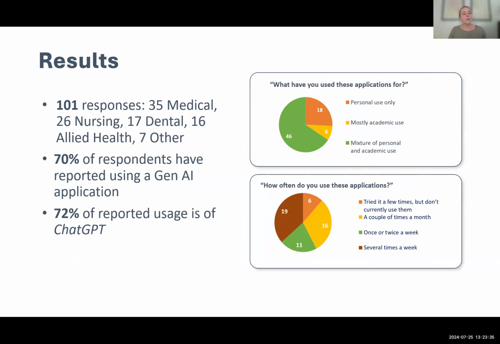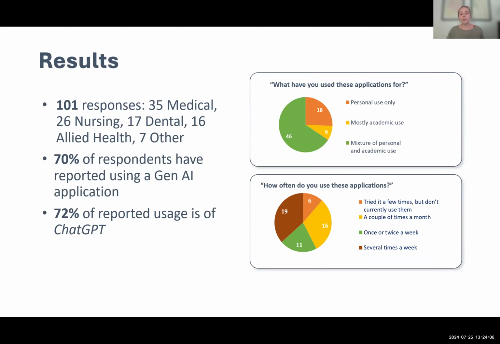So let's look at the results that we got from the survey. We got 101 responses from a healthy mix of nursing, medical, dental, allied health students, and then other biomedical programs in our graduate school. And of those respondents, 70% reported using a generative AI application. And for the most part, they are using ChatGPT specifically. There were a few other applications used, but largely ChatGPT.